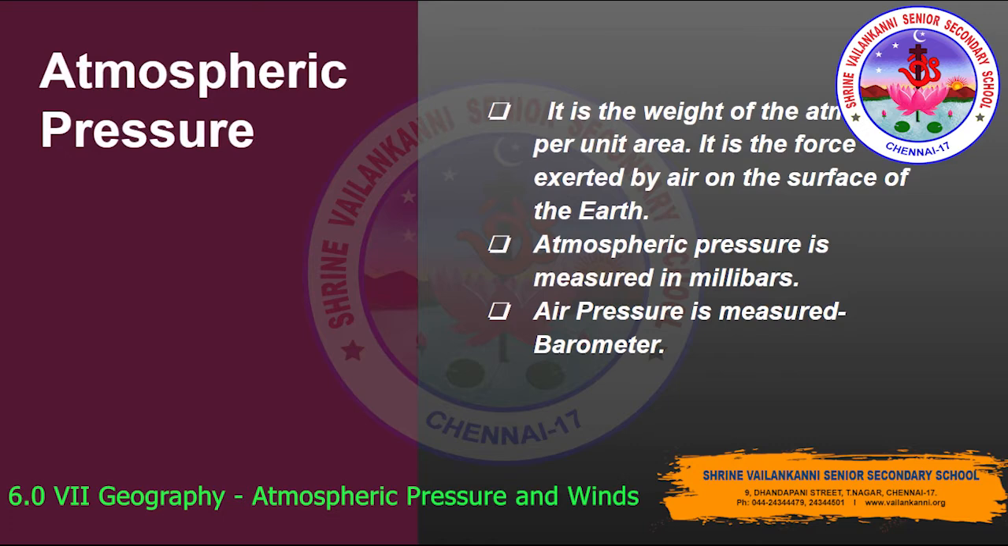We already saw in the previous video that it is the second major element influencing weather and climate. Pressure is defined as the force per unit area. Atmospheric pressure is simply the weight of the atmosphere per unit area. It is the force exerted by the air on the surface of the earth. It is measured in millibars, and the instrument used to measure air pressure is called the barometer.